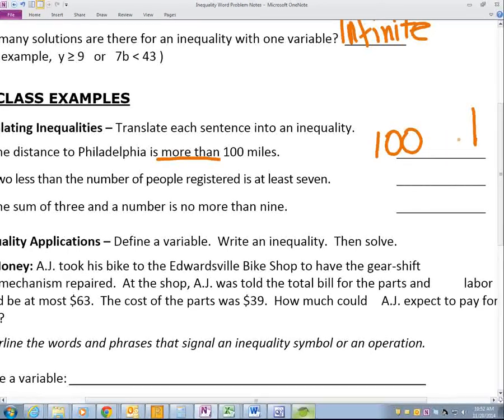Ah, there we go. Less than. I'm going to go ahead and keep the variable on the left because we've been doing that. So I'm going to say the exact same thing you just did, but have it be this way. The distance is more than 100 miles.